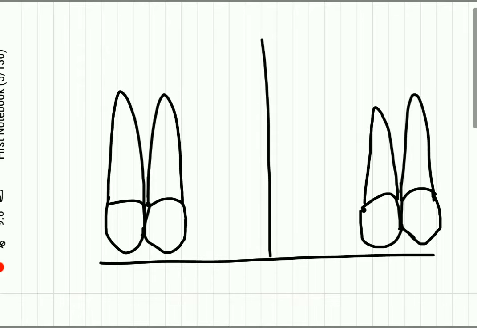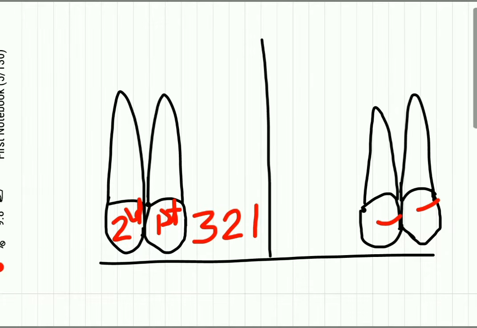The maxillary first premolar is the fourth tooth from the midline. The first tooth is the central incisor, second tooth is the lateral incisor, third tooth is the canine. The maxillary first premolar is the fourth tooth from the midline, and the second premolar becomes the fifth tooth from the midline. Similarly, on the left side.